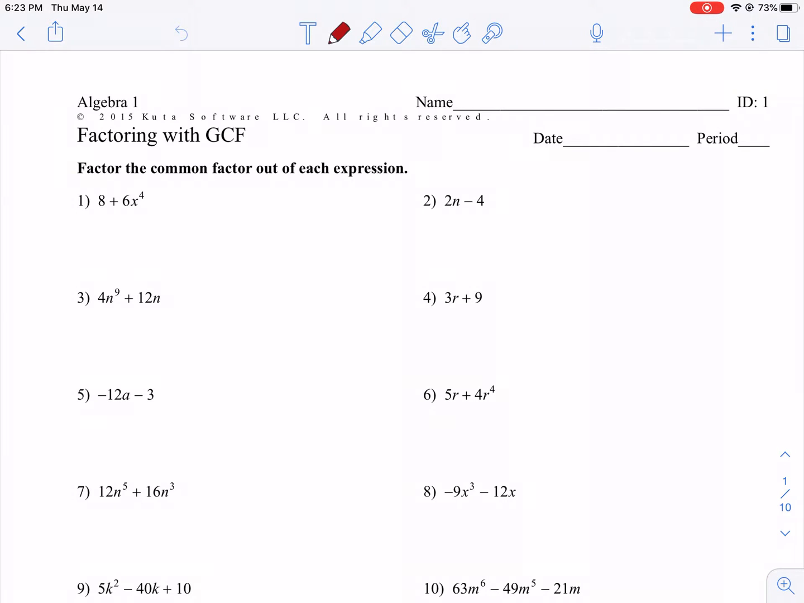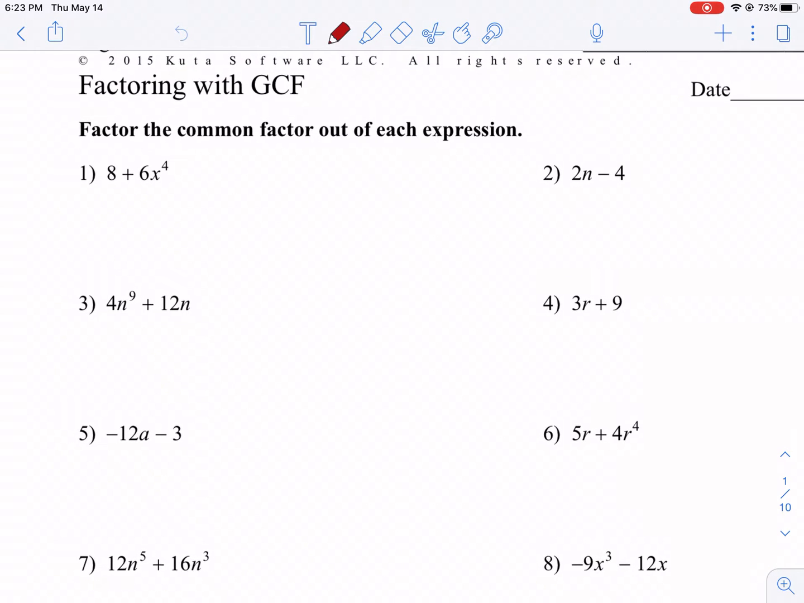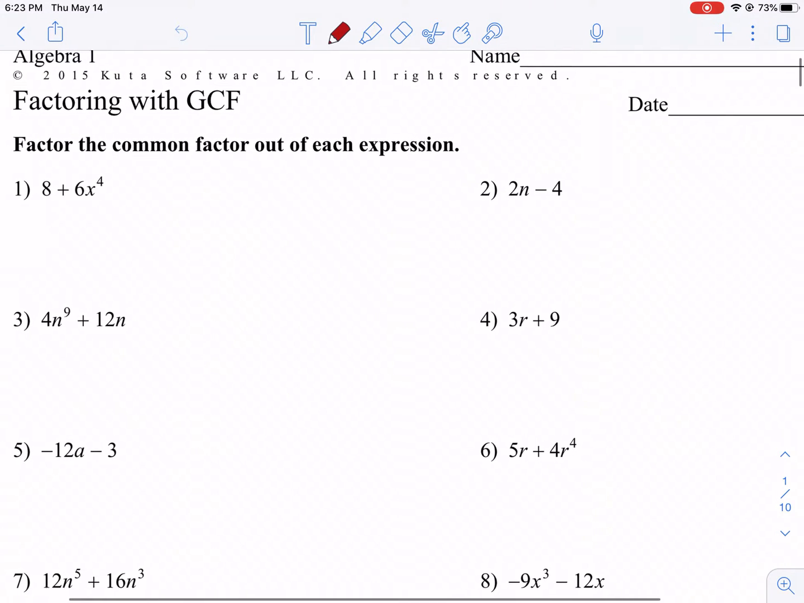Today we're going to be doing a Kuta Software worksheet, and this is going to be our tutorial on factoring with the greatest common factor. This is really an introduction to factoring trinomials. You really need to understand this before proceeding to something a little bit more advanced. So we'll go ahead and get started.